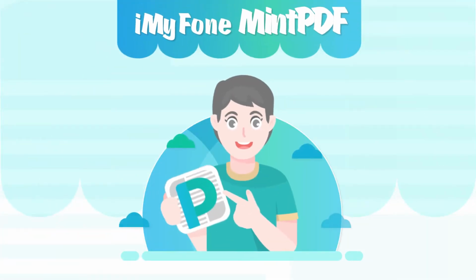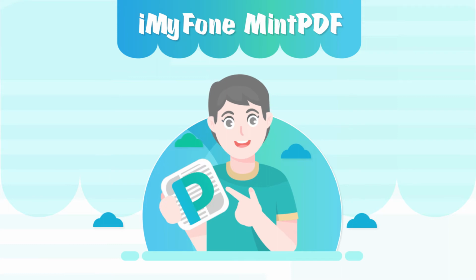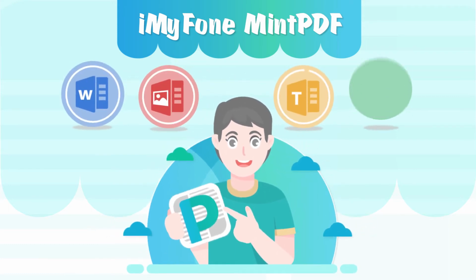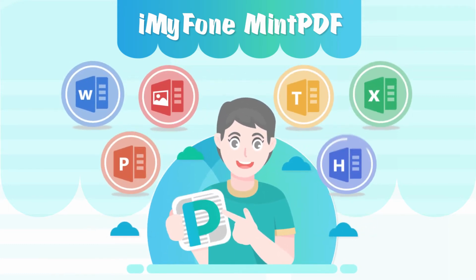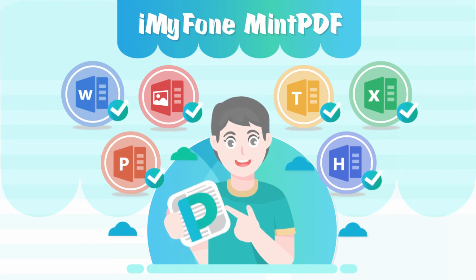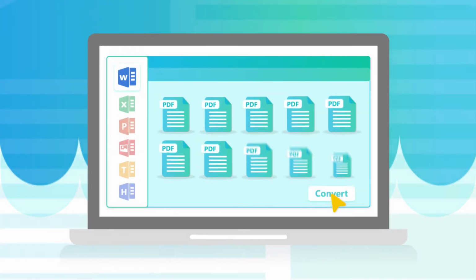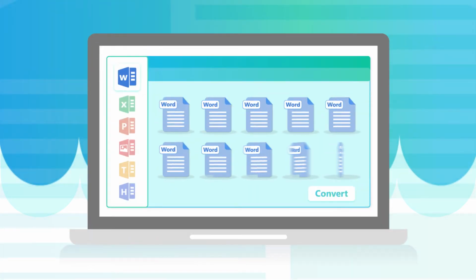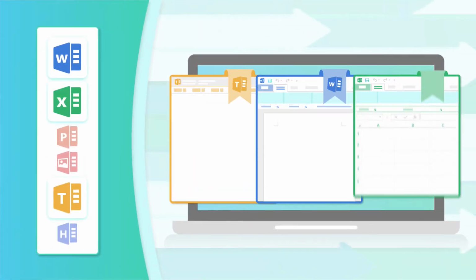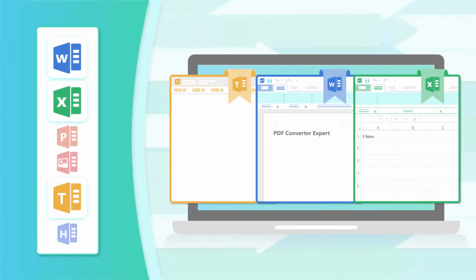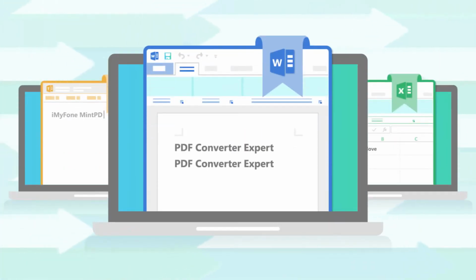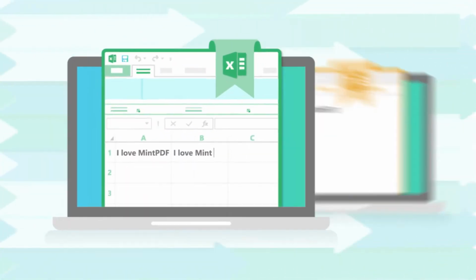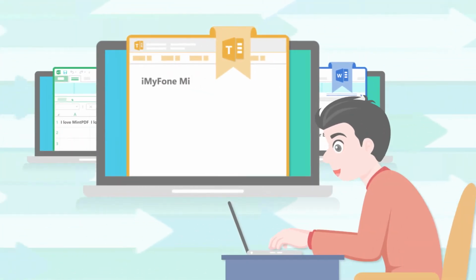With iMyPhone Mint PDF, you can convert PDF files to Word, image, text, Excel, PowerPoint, or HTML files, according to your actual needs. And you can convert them in batch to reduce your waiting time. It can convert PDF files to editable Word, Excel, or text files so that you can freely copy, modify, or delete any content within them.